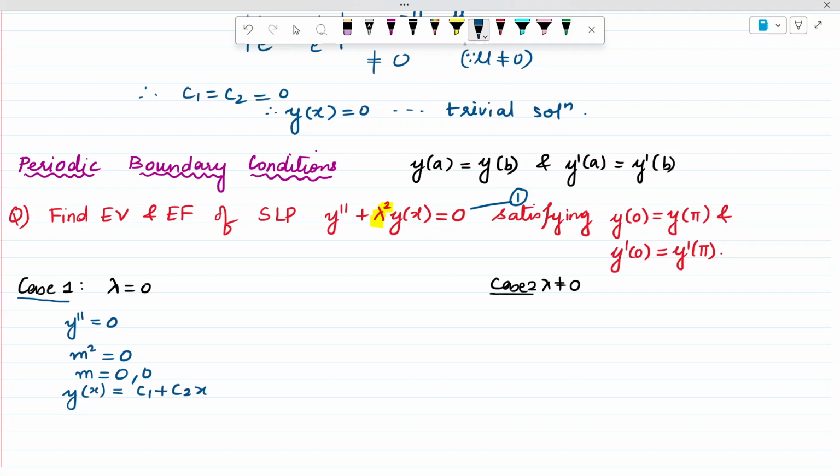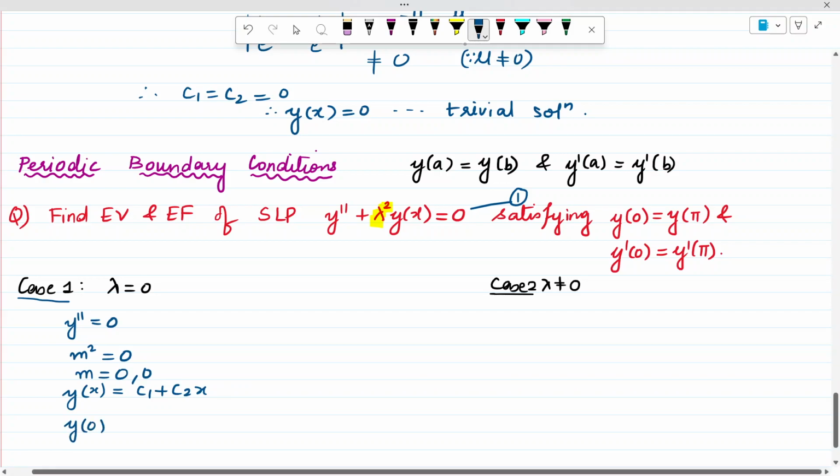Any difficulties? No. Okay. Yes? Ma'am, first condition, y of 0 is equal to y of pi.